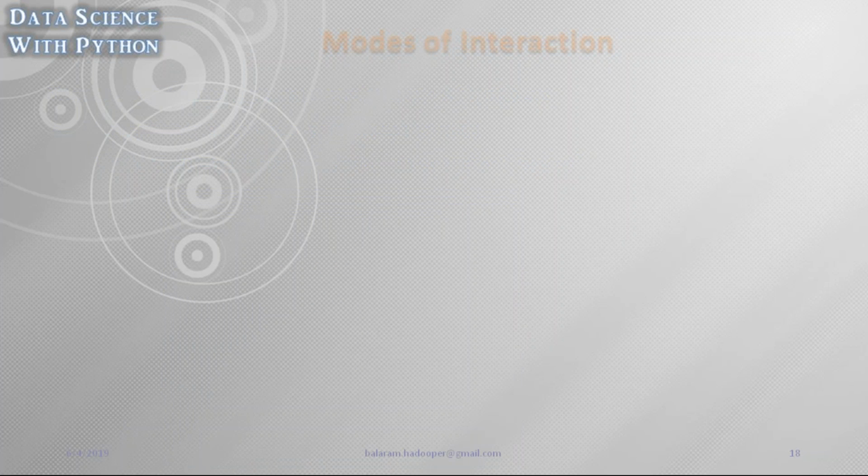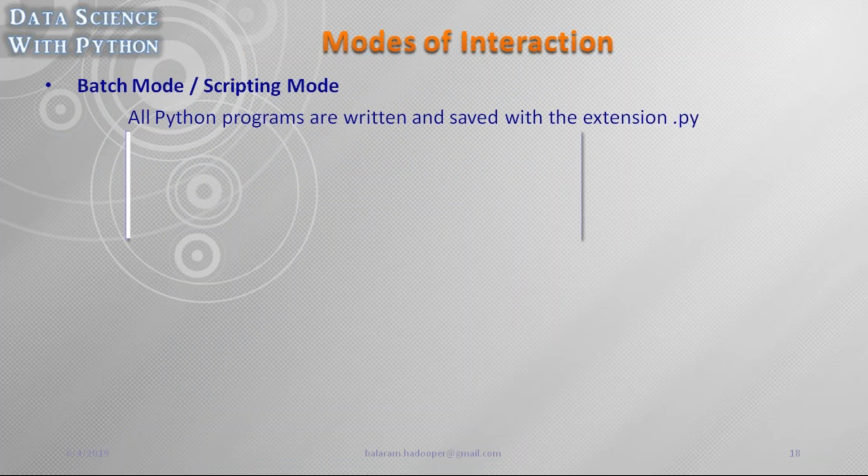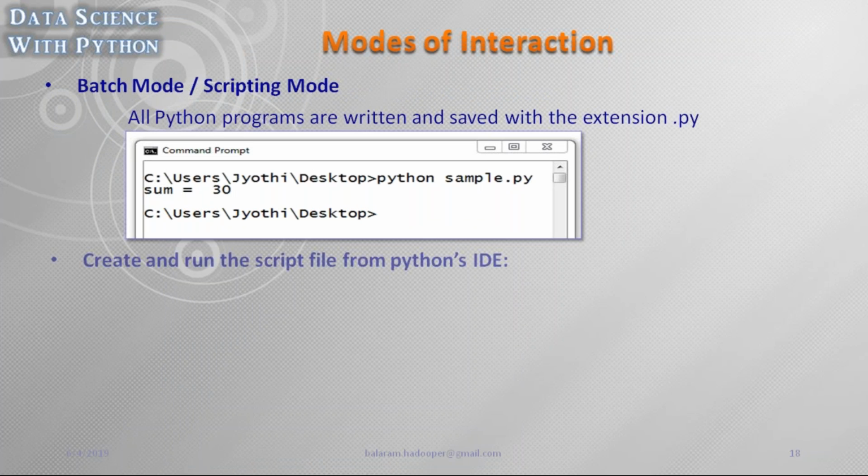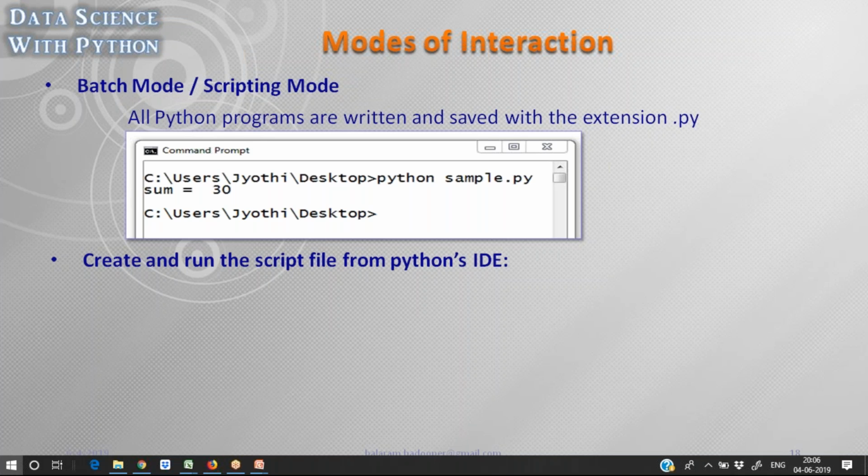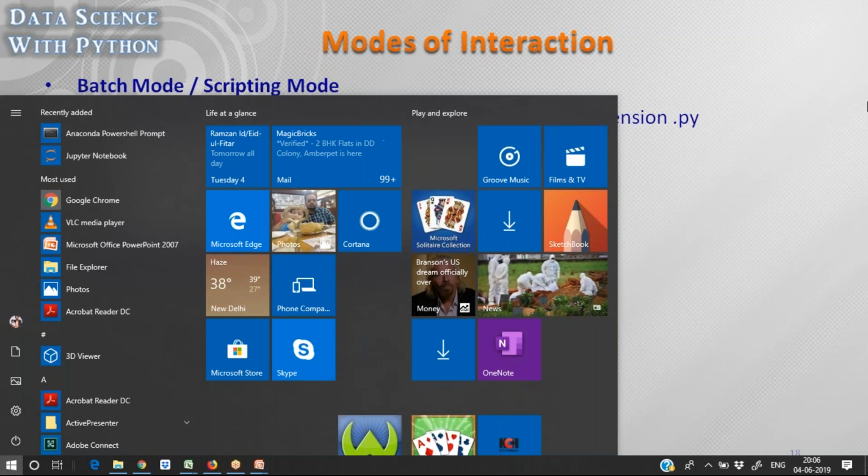Otherwise, you can go for the script or batch mode. Batch mode means you can write some program, let us say, for example, sample.py. It is like our Java program. You can write one program and then simply type python space sample.py so that it will execute and display the result. So this is the script mode or batch mode, meaning that you will make the statements as a batch and you will execute them. Got my point?